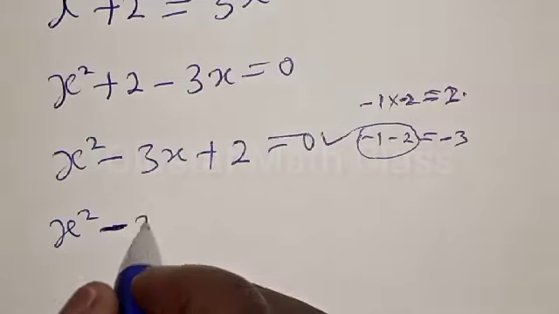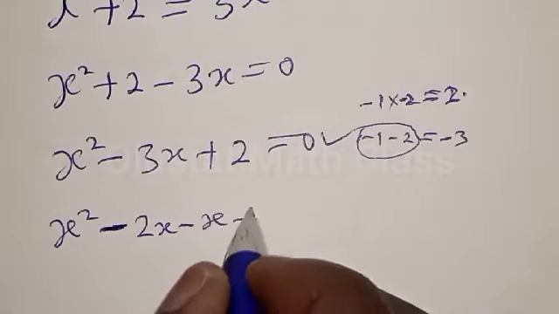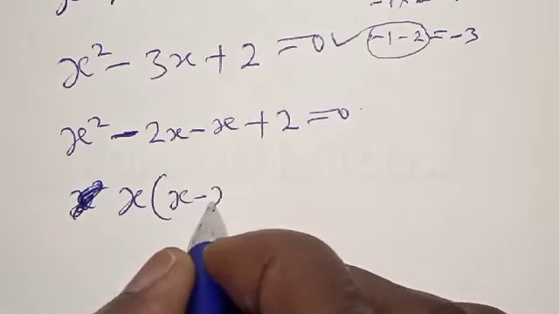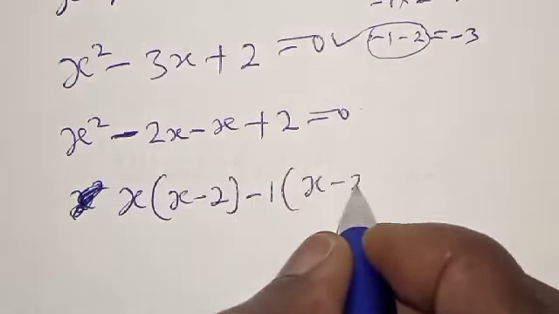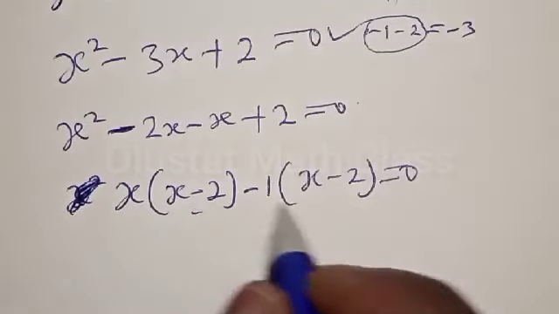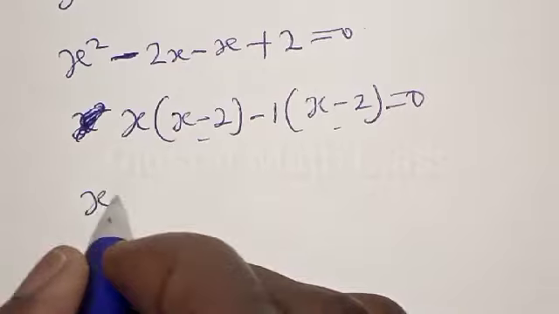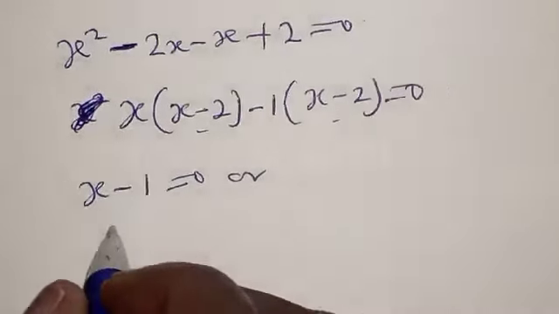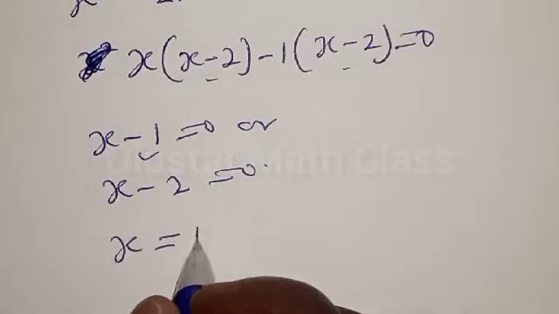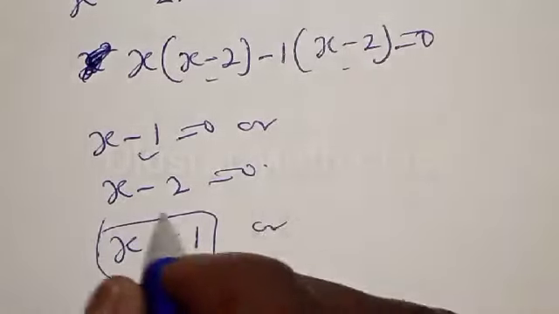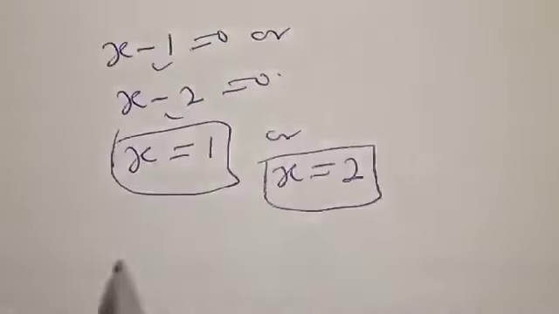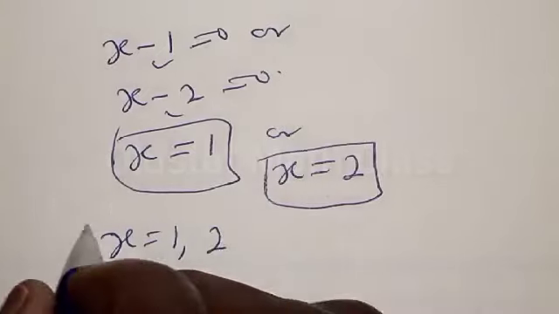We have s squared minus 2s minus s plus 2 is equal to 0. Factorizing, s into s minus 2 minus 1 into s minus 2 is equal to 0. Here are the two cases: s minus 1 equal to 0 or s minus 2 equal to 0. From here, we have s is equal to 1. That's one of the answers. Or from here, s is equal to 2. That is also our answer. Therefore, the values of s are 1 and 2. That is the final answer.